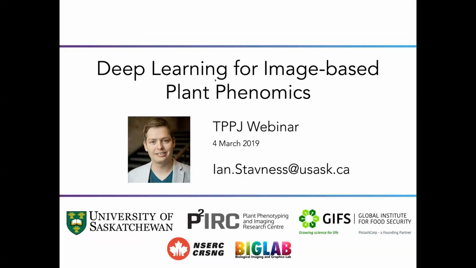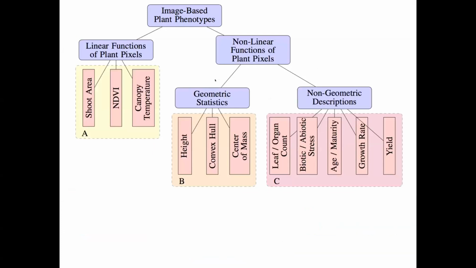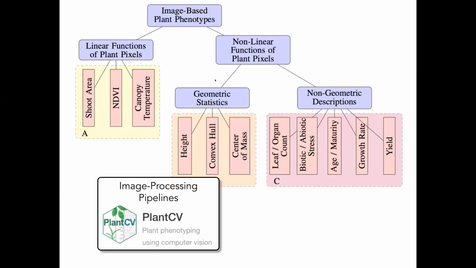So in this general area of image-based plant phenotyping, we categorize the types of phenotypes you might want to extract from images into a few categories. Some of the easier ones are linear functions of plant pixels, or nonlinear functions of plant pixels that are geometric statistics, so maybe the convex hull of the pixels or the center of mass of the pixels. These things on the left side here can be done with what we call traditional image processing pipelines.